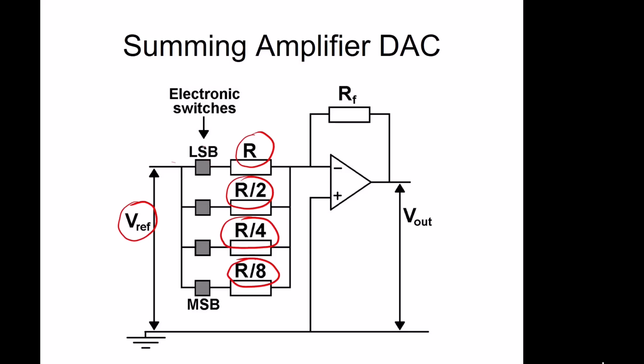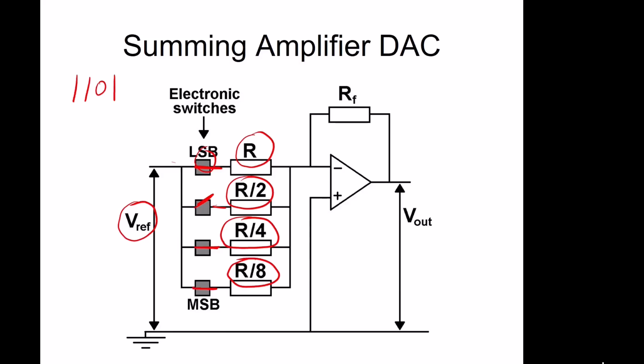And these are activated by electronic switches just prior to that. So if our digital number is 1101, then we'd switch this switch on, this switch on, this one is off, we'll leave this open, and then we'd switch this one on. And then the output would be a sum of these three components.